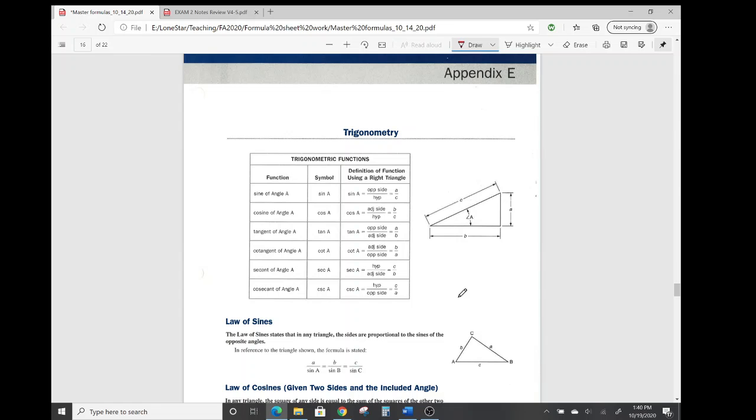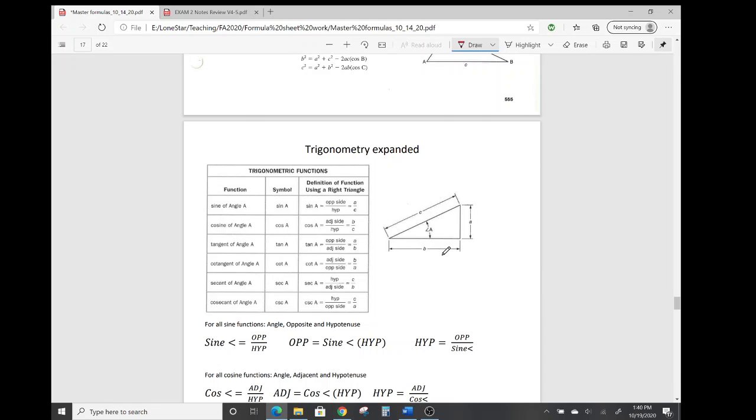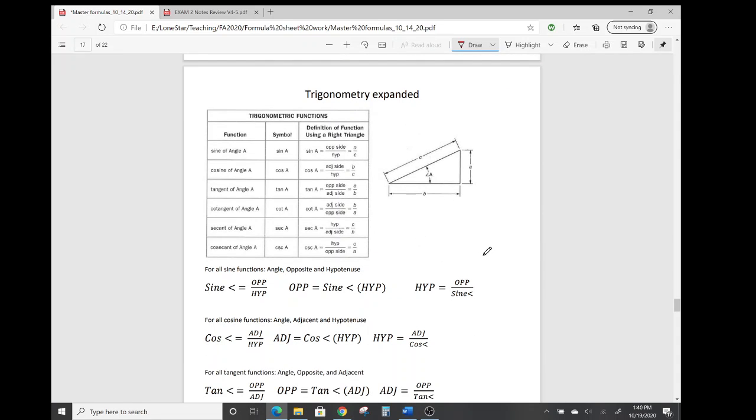And then here's trigonometry. That's the dry one out of the book. This is the one that Uncle Mikey, your instructor, did for you, Trigonometry Expanded. And I did all of the algebraic rearrangement, and we'll talk more about this later.